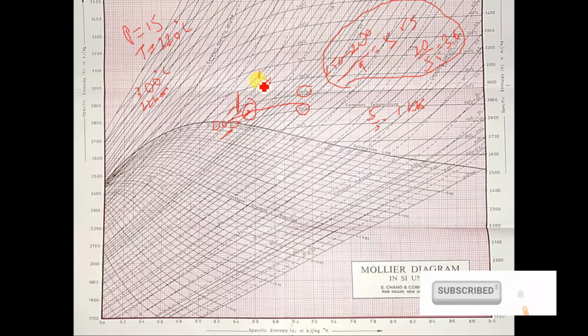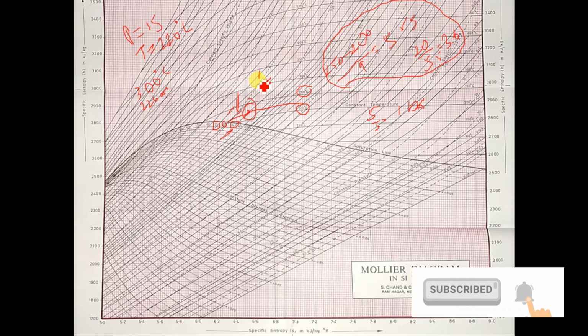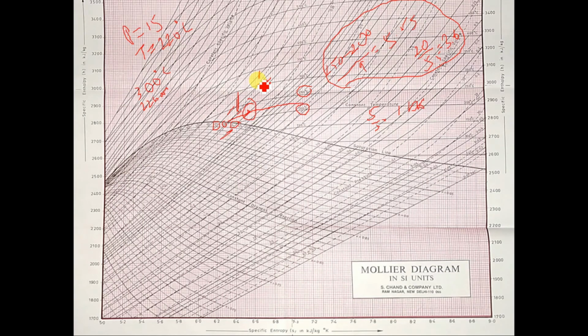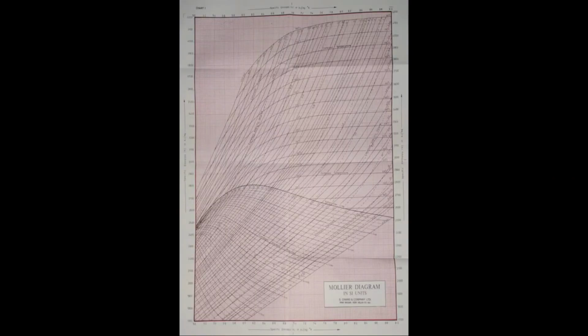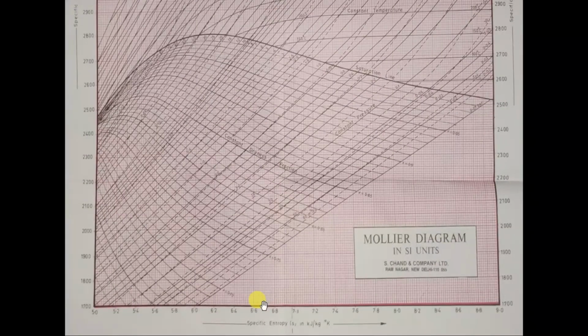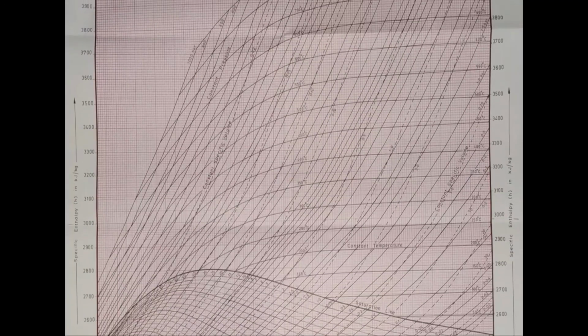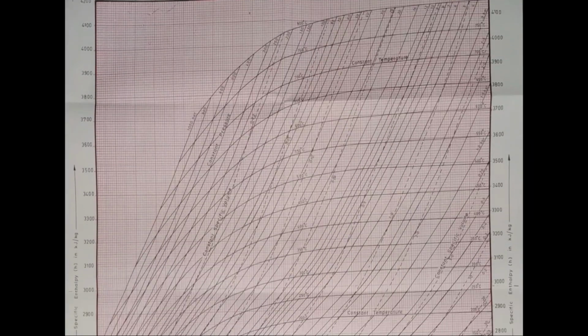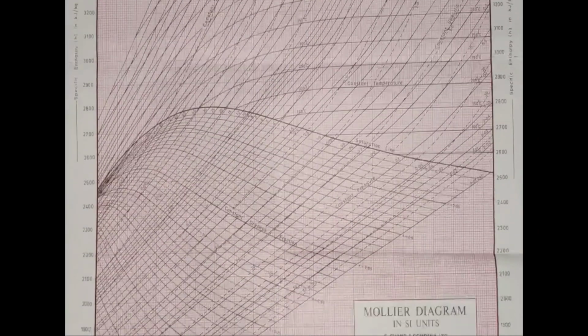So like that we have to find the intersection points when properties are unknown. Even if two properties are not directly on the lines, we can mark the points in the Mollier chart. That is a major advantage of the Mollier diagram. This is the complete Mollier diagram which is displayed here. Just zoom and see that. So you can see the complete Mollier chart.